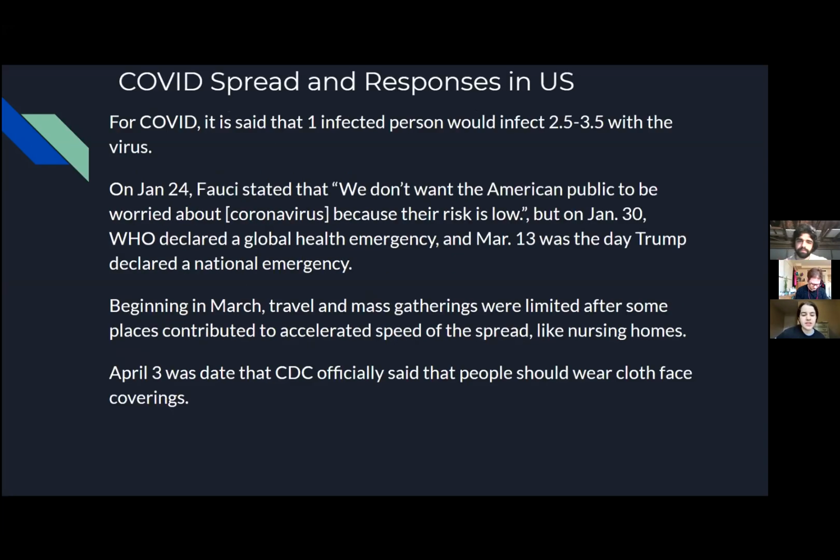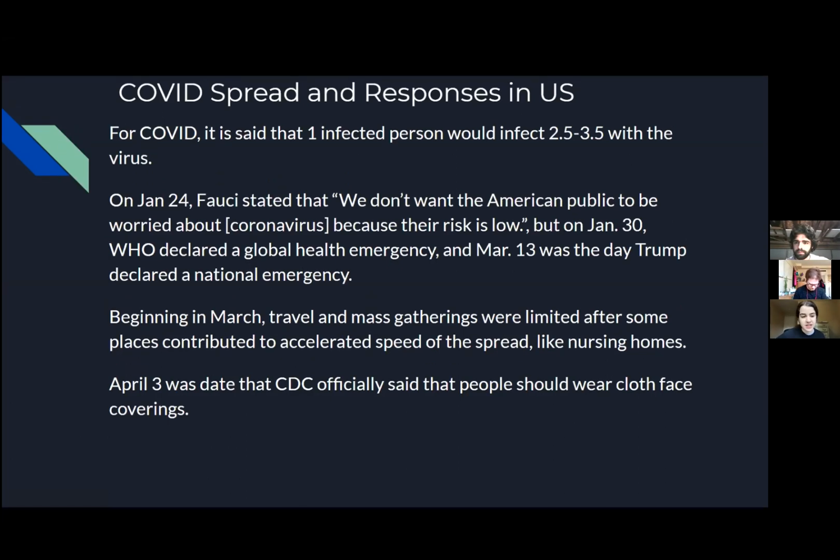COVID spread and responses in the US. For COVID, it was said that one infected person would infect 2.5 to 3.5 people with the virus. From January 14th to February 23rd, there were 14 cases of COVID diagnosed in 6 US states, and that included 12 travelers from China, so it shows that public travel led to the widespread infections in the US. In late February, there were also cases of people who didn't travel, which really showed how much the virus spread.